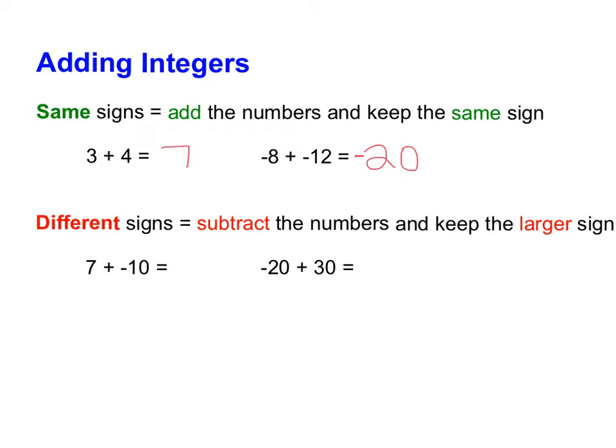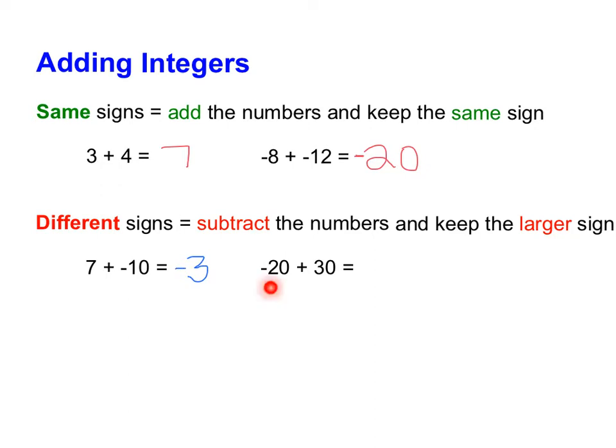Let's go over the rules for different signs. If they have different signs, meaning we have a negative and a positive, we're going to subtract the numbers and keep the larger sign. So we'll go ahead and take 10, because it's larger, subtract 7, and we get 3. And if we notice, the negative 10 is larger than the positive 7. So in this case, it is negative 3.